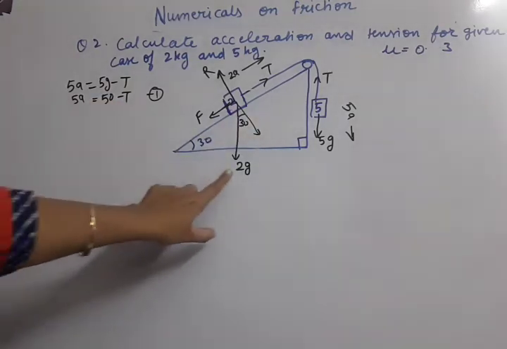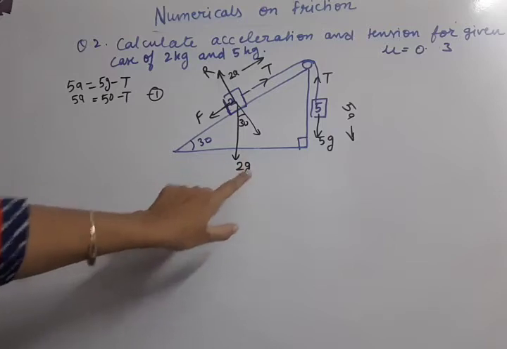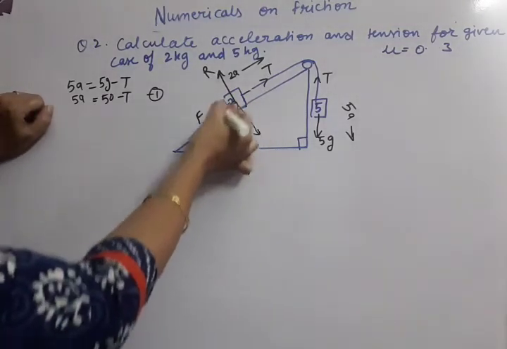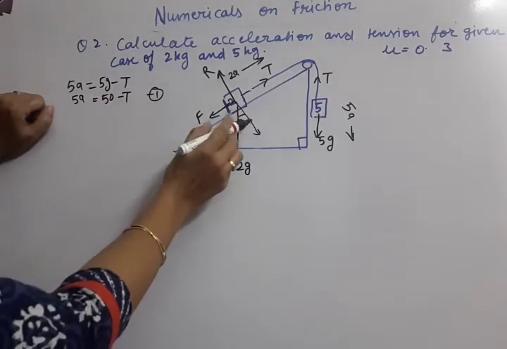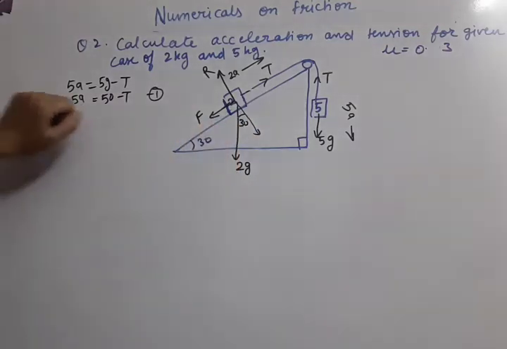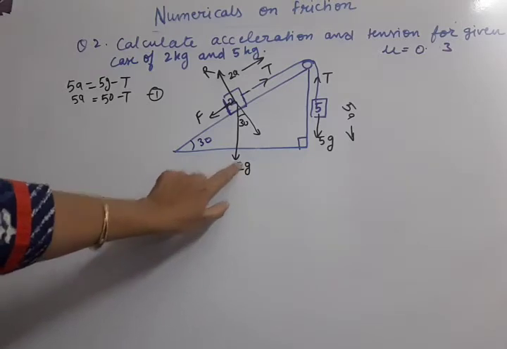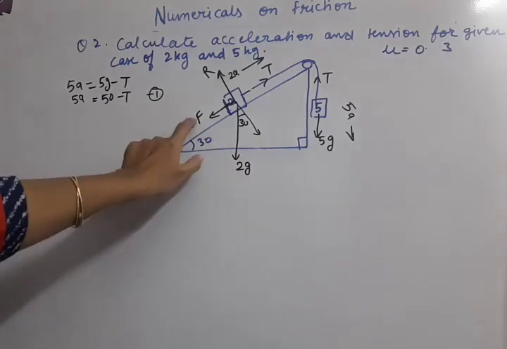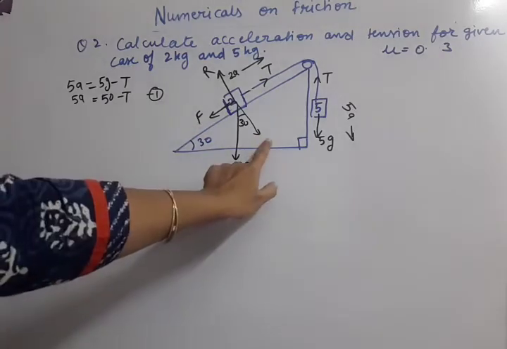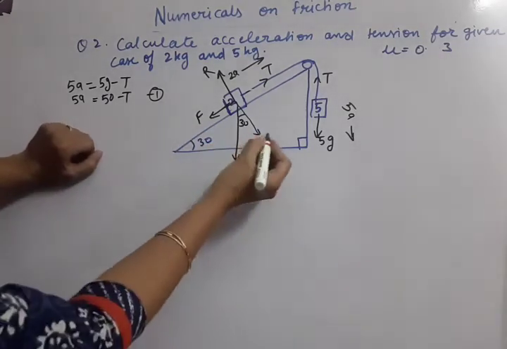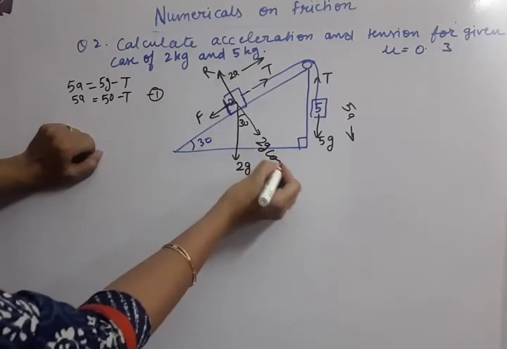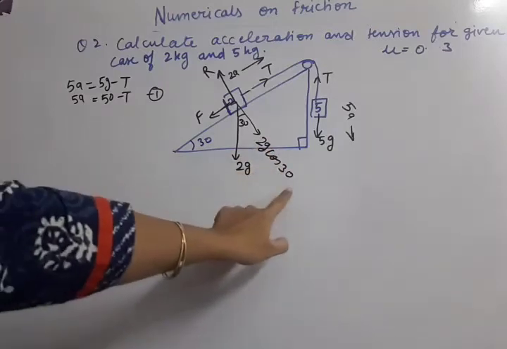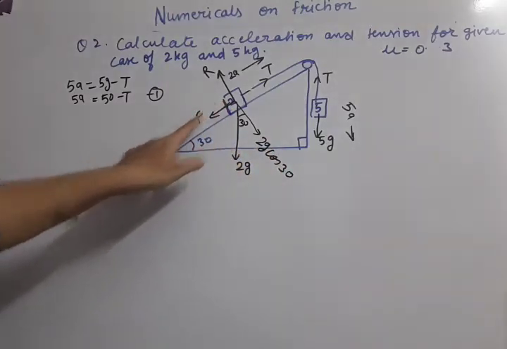What is that? 2G we have to resolve. So how to do the resolution? We have to always take two perpendicular directions. The line with which theta is formed, 2G is making theta with which line? That is the cos component. 2G is not making theta with this line, theta is made with this one. So this is the cos component. What will we write for it? 2G cos 30. This line is 2G cos 30 and this line is the sine component.